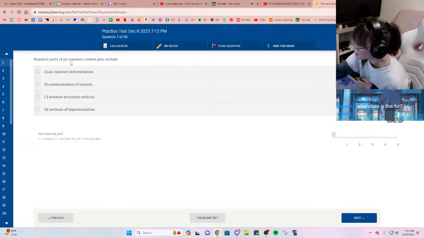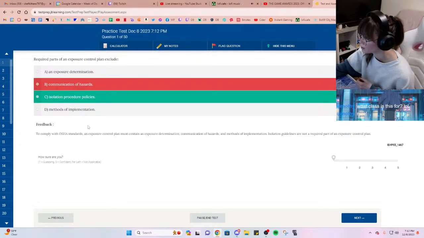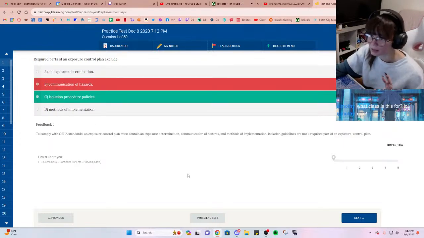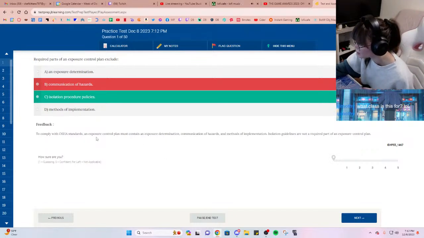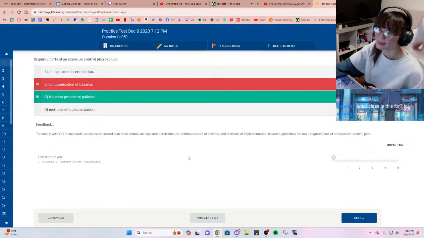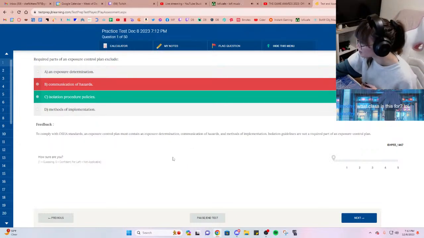Required parts of an exposure control plan include an exposure determination, communication of hazards, isolation procedure policies, or methods of implementation. Required parts, communication of hazards? I'm just throwing it now. I'm not even caring. To comply with OSHA standards, an exposure control plan must contain exposure determination, communications of hazards. Oh, exclude! I'm stupid! Oh my god. Read the question. Read the question.